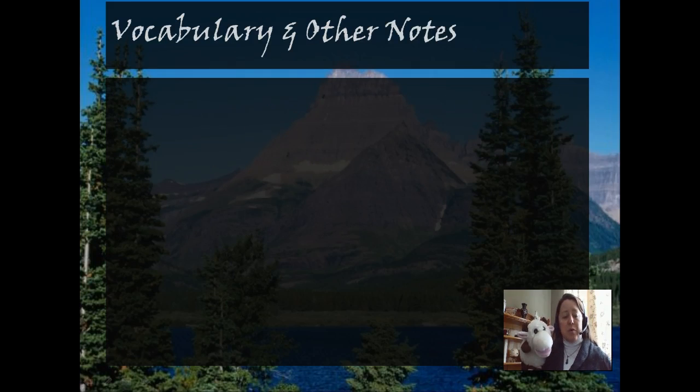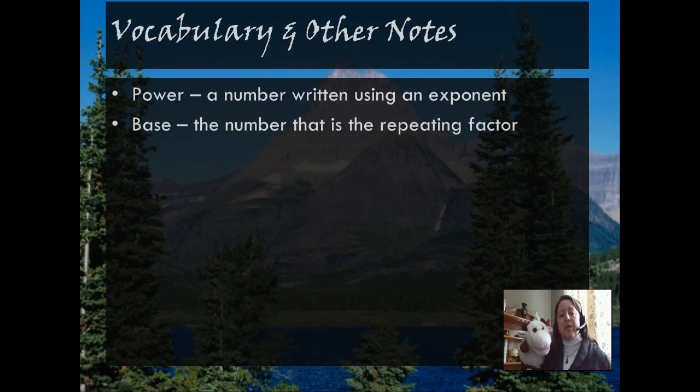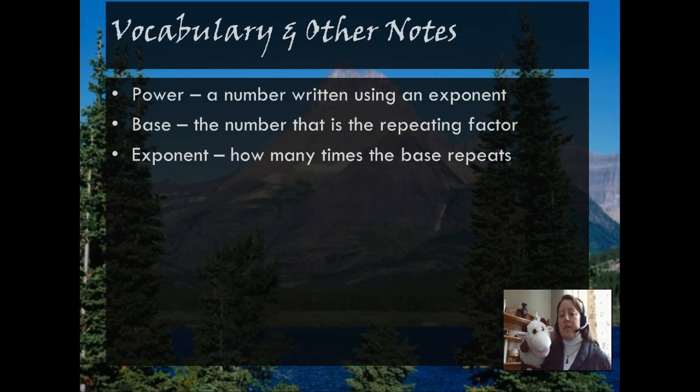We do have some important vocabulary, and the first word is power. Power is a number written using an exponent. It's also referred to as exponential notation. There are a couple things that make up a power. First, we have the base. The base is the number that is the repeating factor. The exponent is how many times that base repeats.